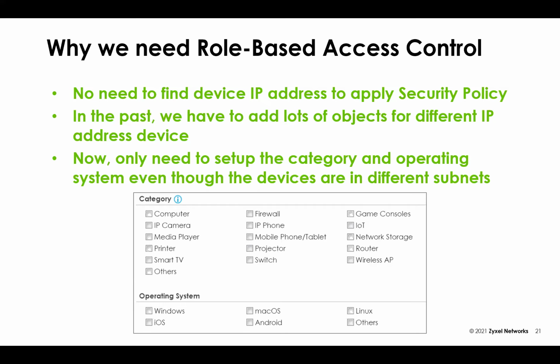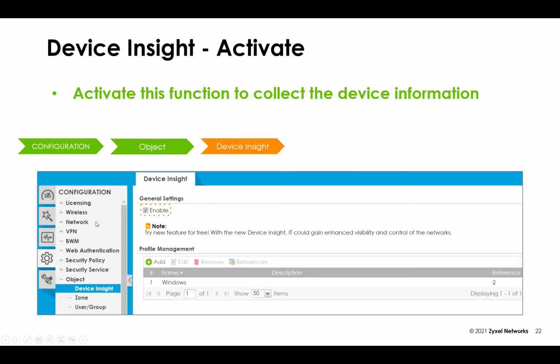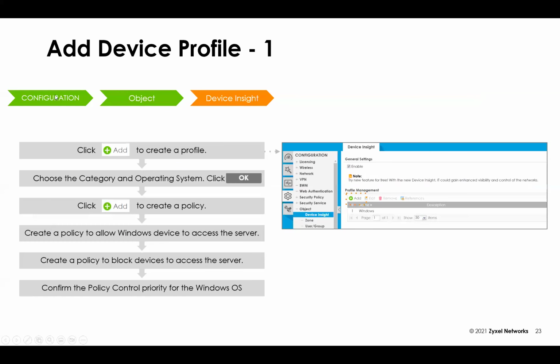Well, then we can set up a policy that looks for that particular device and then allow them in on the VPN tunnel. So we can put the category as computer, and then we can put the operating system as Windows. And then once we've done that, we can go to configuration, object, and device insight, and create our profile for those Windows machines. Under configuration, object, device insight, we click on add, we can choose the category for the operating system and then create the policy for that particular Windows device.